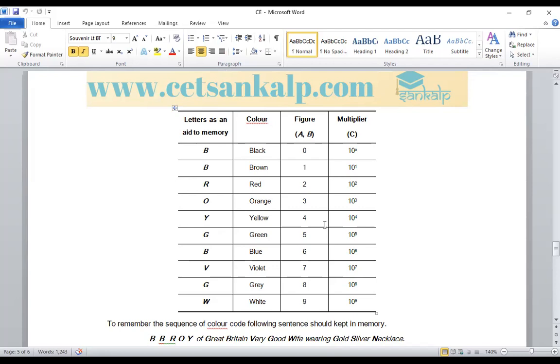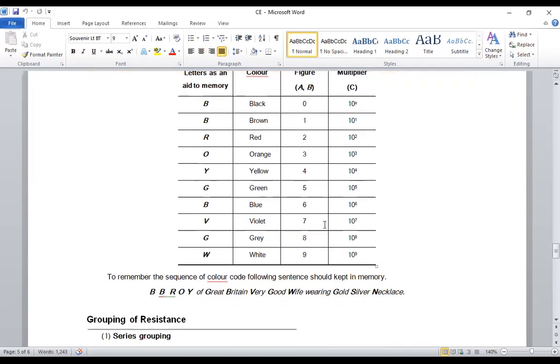If I want to remember the sequence of the color code, I have to remember this sentence: B.B. Roy of Great Britain had very good wife wearing gold silver necklace. Here you can see the block letters we have presented. You have to remember all those block letters in the colors format. Okay, I hope you are clear with that.